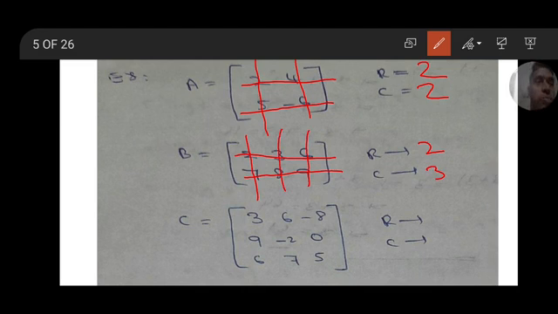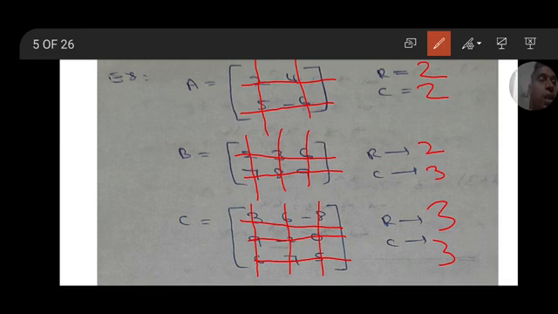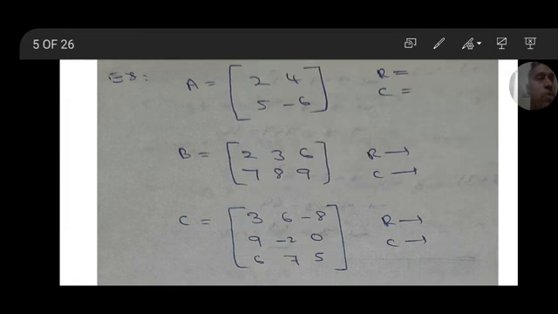Next, third example. C equal to [3, 6, -8; 9, -2, 0; 6, 7, 5]. So how many rows? First row, second row, third row. 3 rows. And how many columns? First column, second column, third column. Means 3 columns. Okay. In the first matrix, 2 rows, 2 columns. Second matrix, B, 2 rows, 3 columns. And third matrix, 3 rows and 3 columns. Next, we will move to the next examples.